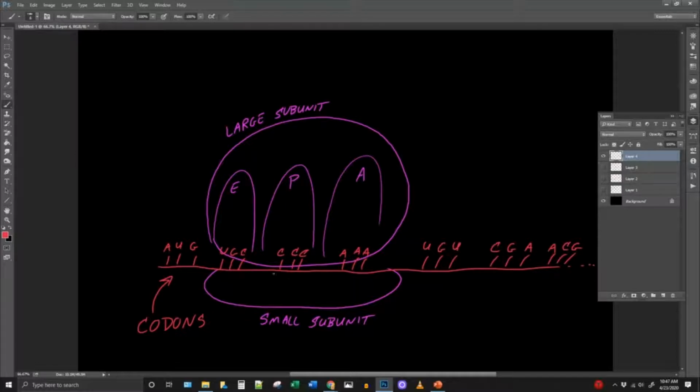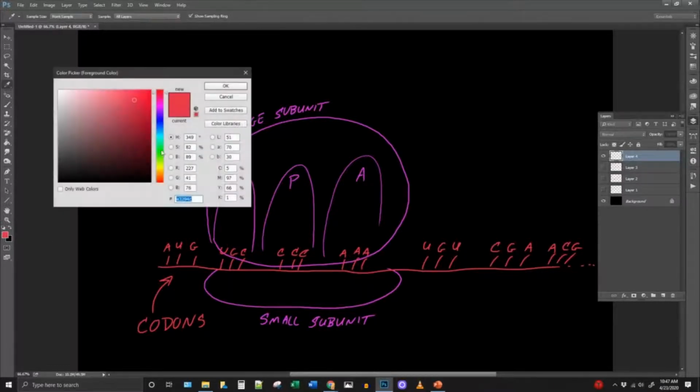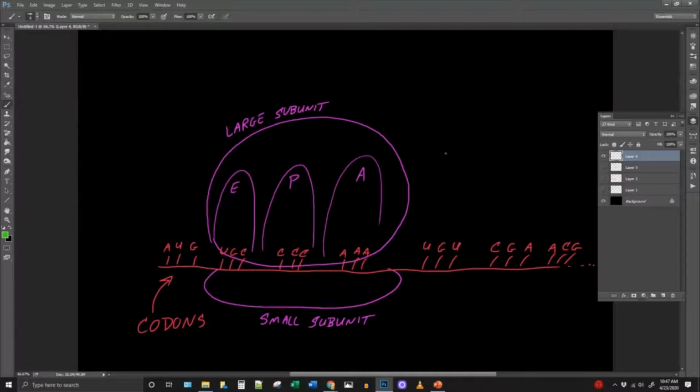Now, that's all well and good. We have the codons. We have the ribosome, which is kind of our workbench for doing the work of translation, but we still need a translator to come in here. We need a way of reading this information and translating it over to polypeptide language. And the thing that does that are called tRNAs.